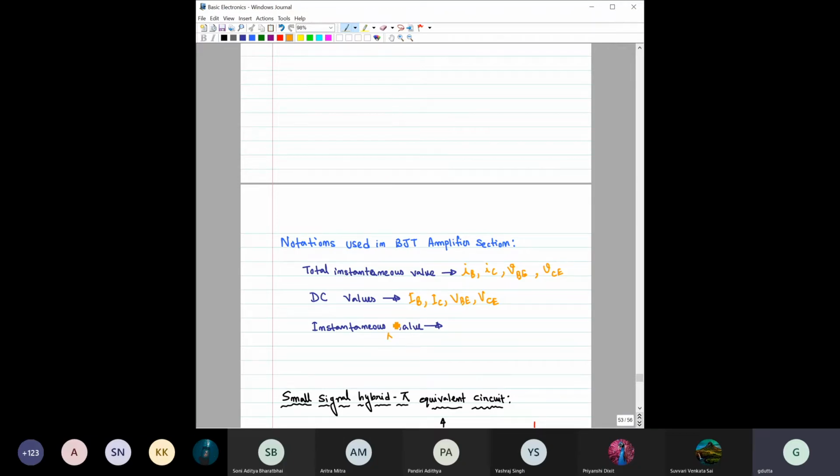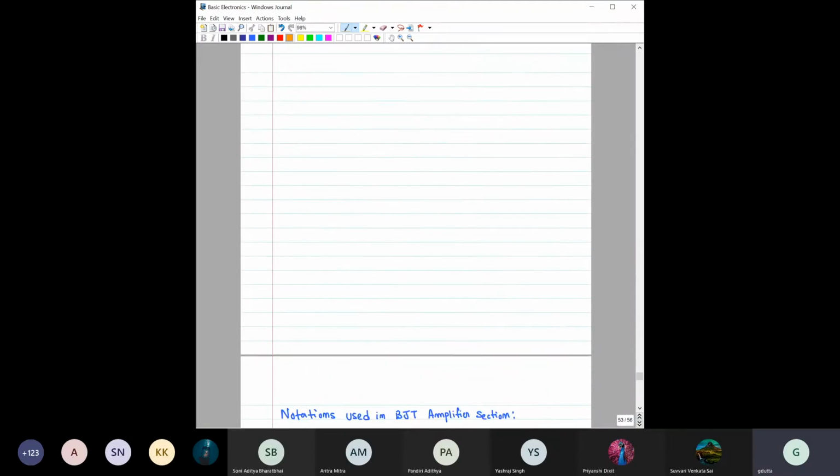Then instantaneous AC values we will represent like this: small i small b, small i small c, small v small b small e, small v small c small e. Please remember these notations, as we will be using them during this amplifier design. The same notation is also used in your book. I am not changing these notations; I am using exactly the same notation that has been used in your book.